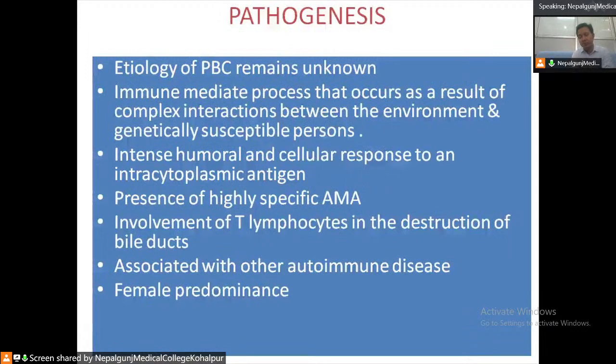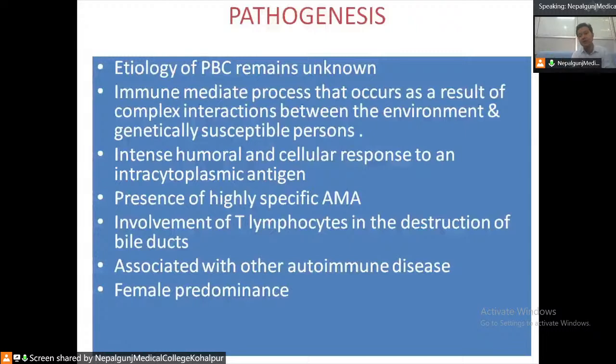Different criteria exist for diagnosing overlap syndrome, but you do not need them at your level. Just remember, autoimmune hepatitis with PBC is overlap syndrome. Other associated autoimmune diseases include celiac disease and rheumatoid arthritis, and there are many more. So you have to take a history regarding the presence of other autoimmune diseases.